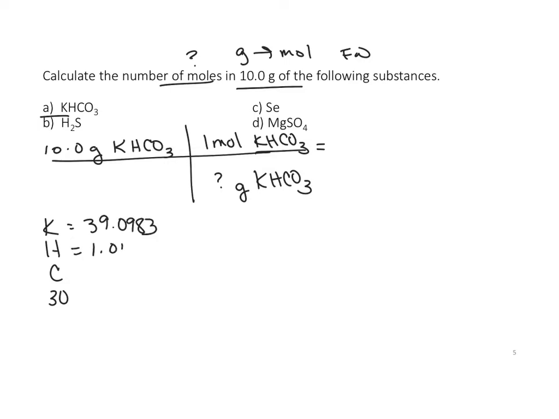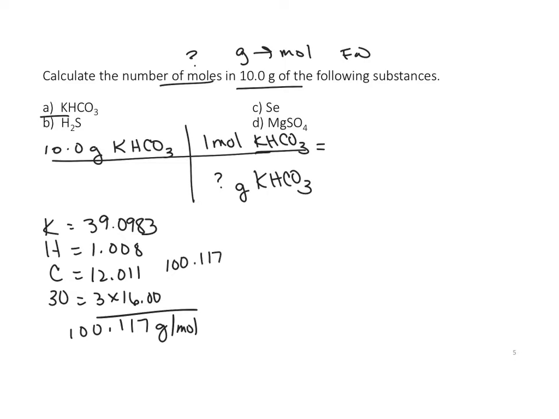39.0983, 1.008, 12.011, 3 times 16. So that is 3 times 16 plus 12.011 plus 1.008 plus 39.0983. That's 100.117 grams per mole. And what that grams per mole means is that 100.117 grams of KHCO3 equals 1 mole of KHCO3. And that's the conversion factor.